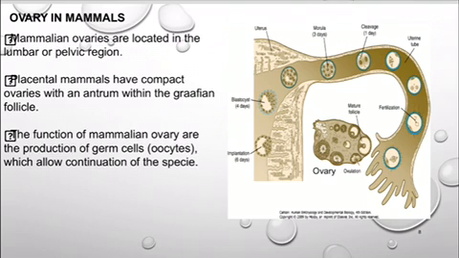The function of the mammalian ovary is very important as it is involved in production of germ cells, that's the oocytes. And then these germ cells are very important in the continuation of the species, that's reproduction. Right here is an illustration of the ovary in mammals. You can see the antrum with the Graafian follicle right there.